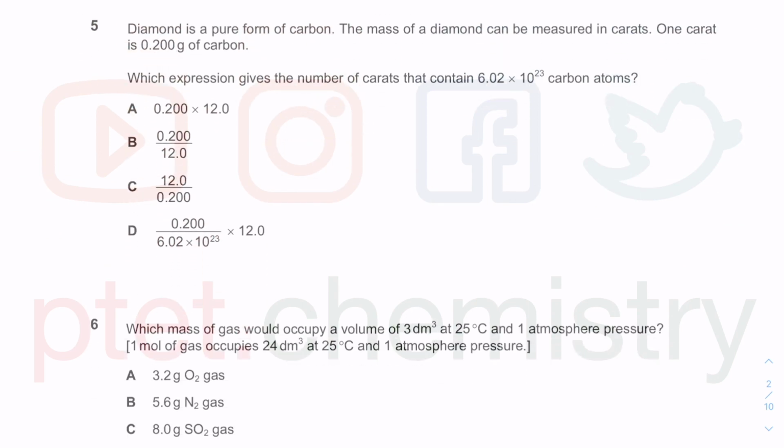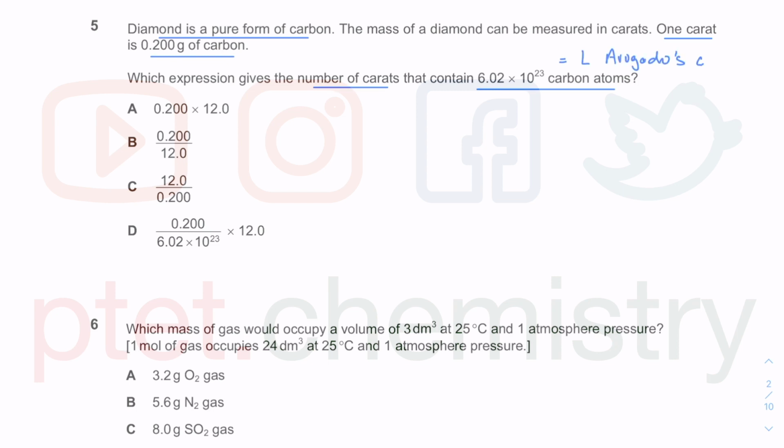Question 5, diamond is a pure form of carbon. That is from your chemical structure and bonding topic. You have different forms of the same element. So you have diamond, you also have graphite being the other form of carbon. So the mass of diamond can be measured in carats. 1 carat is 0.200 gram of carbon. So you want to know how many carats will give you 6.02 times 10 to the 23. This is Avogadro constant, number of atoms.